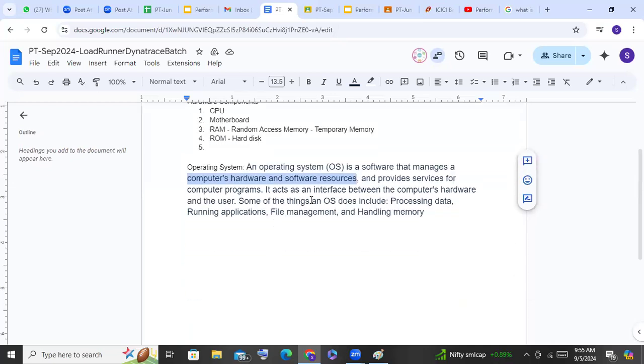And what does the operating system do? It processes the data, runs the application, does the file management and handles the memory. So you have to ensure that these words are there in your answer. It acts as an interface between the computer's hardware and the user. You can shuffle it around, but some of the words you would have to use, whether you are putting it in your own words or trying to learn the definition by heart. Is that clear, guys?